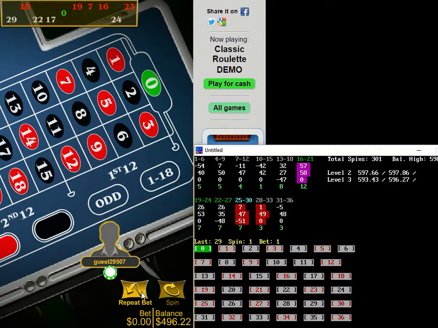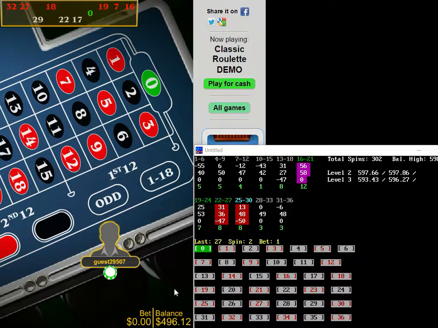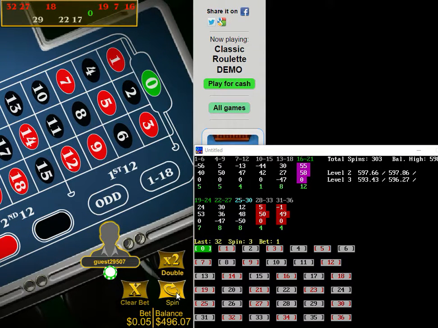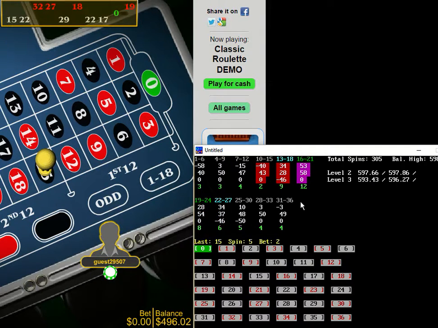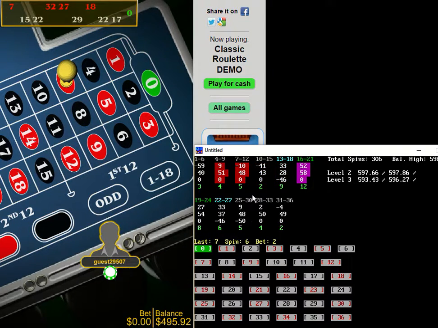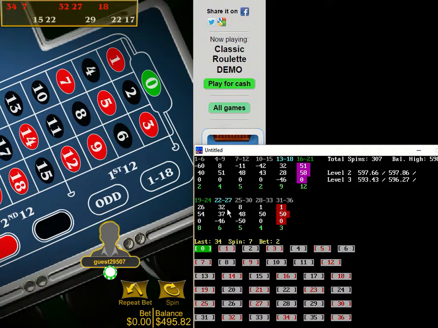29. Okay, kind of maintenance, but it's in the upper half, kind of maintenance-y, if you will. 27. Okay, that's our nemesis. 32, maintenance hit. 22, that's our nemesis. And 15. Okay, that's our neighbor. And so that's the neighbor. So okay, now we double. 7, maintenance hit. What we don't want to see is it go back to our enemy.